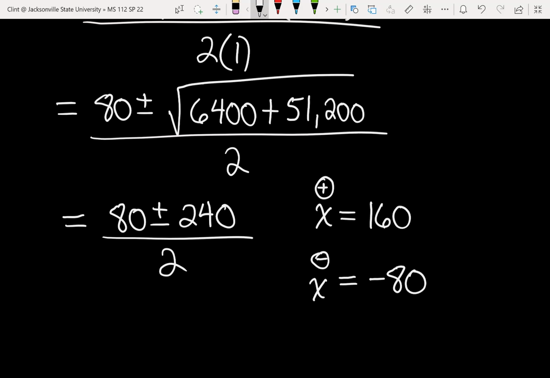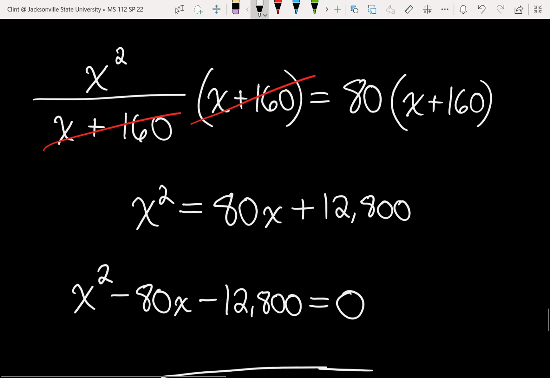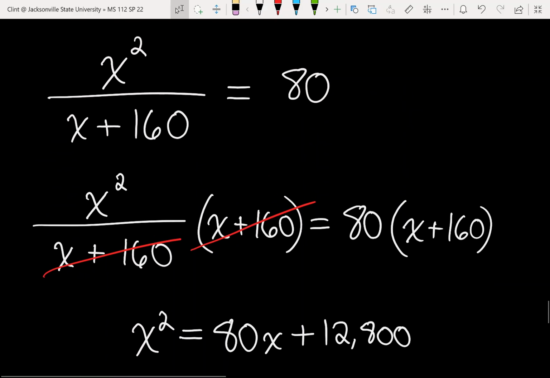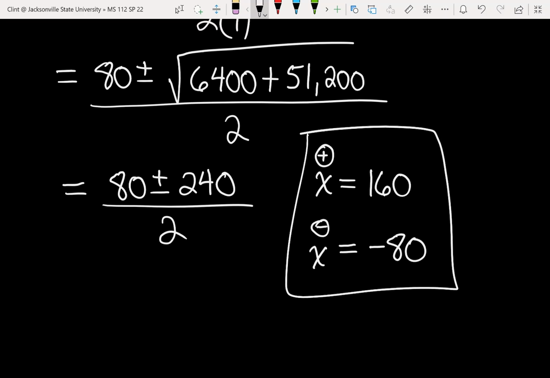And then we need to check. We need to make sure we don't get a 0 in the denominator. We had positive 160, so we're okay. If that had been a negative 160 instead, we would be in trouble. We couldn't use that solution. So it looks like both of these will work. And I won't give you numbers that big on the test.